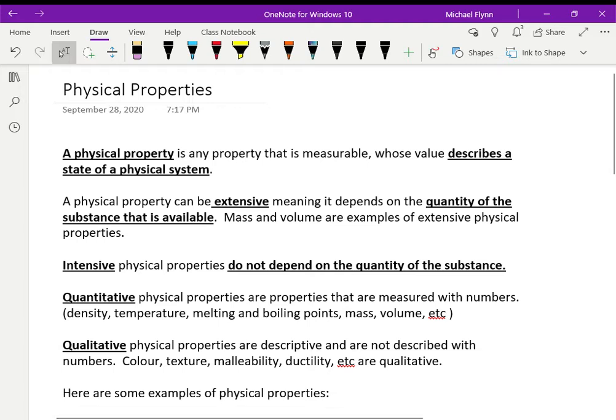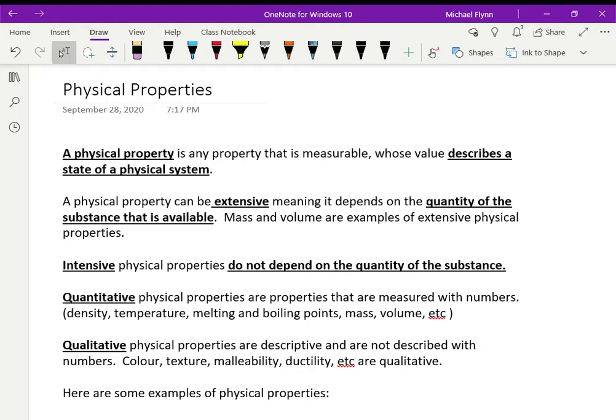A physical property is just something that's used to describe an object, okay? It could be its mass, it could be its volume, it could be its color, it could be its texture, how well it conducts electricity. It could be a number of things, but you get it, it's like a description.